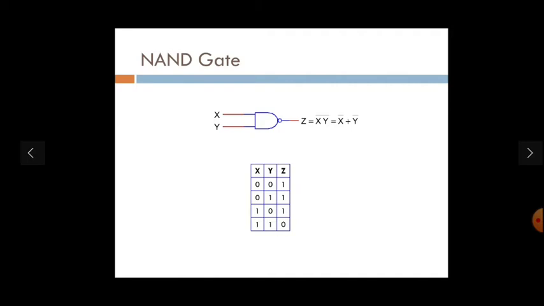When X and Y both are 0, the output of NAND gate Z is 1. When X is 0 and Y is 1, the output of NAND gate is 1. When X is 1, Y is 0, the output of NAND gate is 1. When X is 1 and Y is 1, the output of NAND gate is 0. This is the truth table of NAND gate.